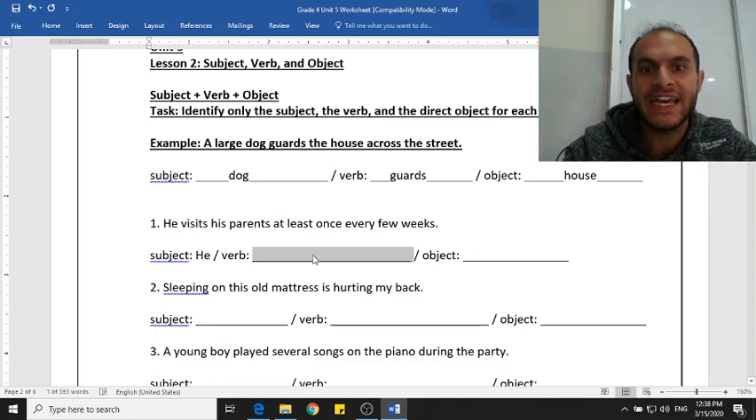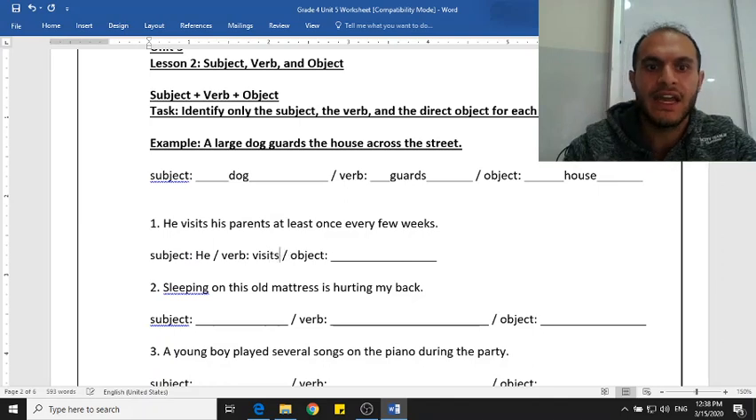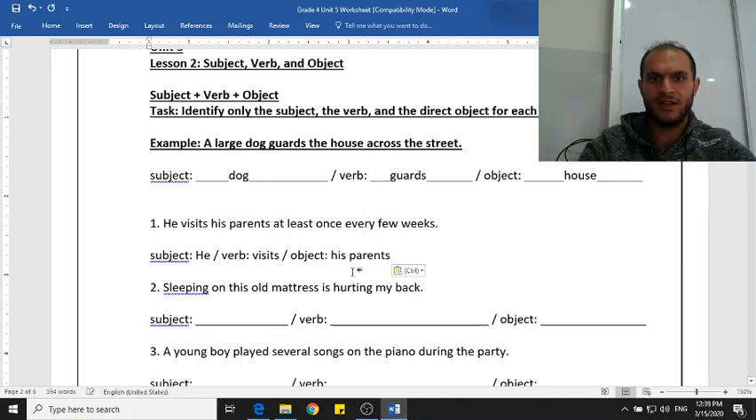Where's the verb? What is the action? Yes, that is correct. We have to say visits. And the object is his parents. So we are going to take his parents and we are going to put it here as my object.